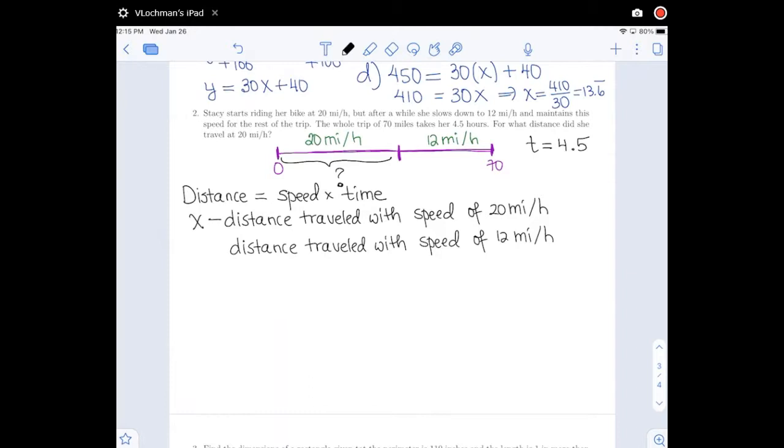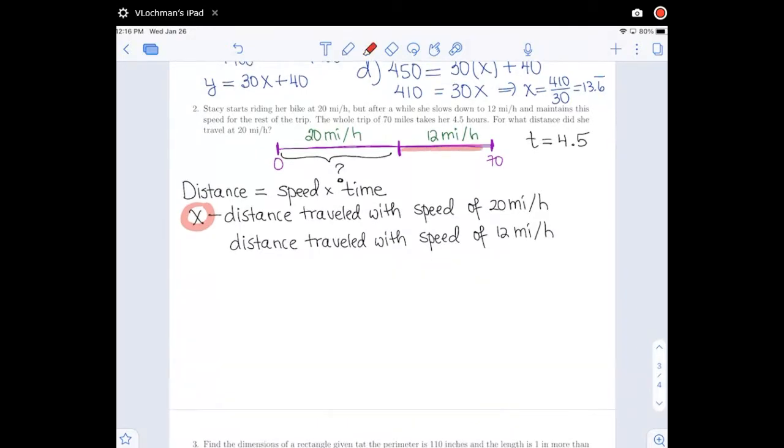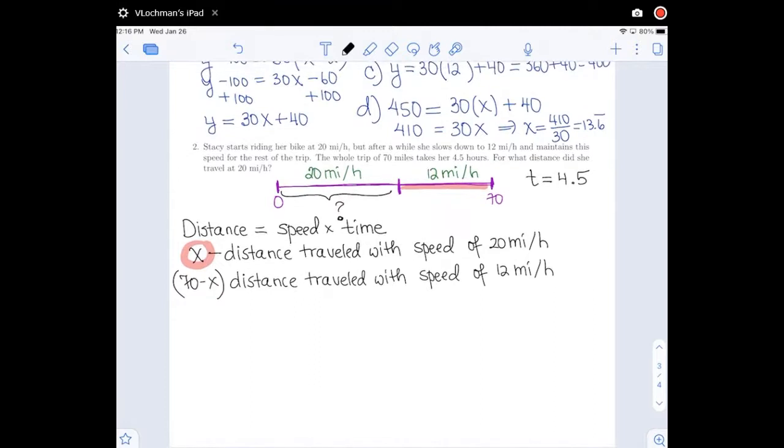Yeah, okay. So I think I know what the confusion is. So I'm just going to go ahead and guide you through it. If x is the distance traveled with speed of 20 miles per hour, then the other distance, this one right here, the one I'm going to highlight in red, is going to be 70 minus x. Okay, do you guys see that? Is this step right here clear? Because this one is important.